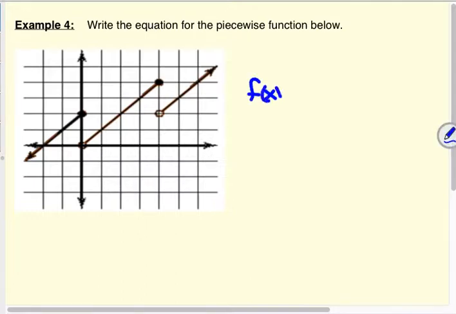F of x equals, and then a piecewise function. Now this particular piecewise function, there's three parts to it. So we got to do each of these different parts and then the constraints also. So I'm just going to do this first one left. There's a couple different ways you can do this.